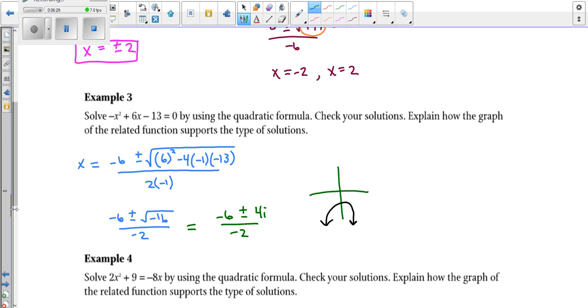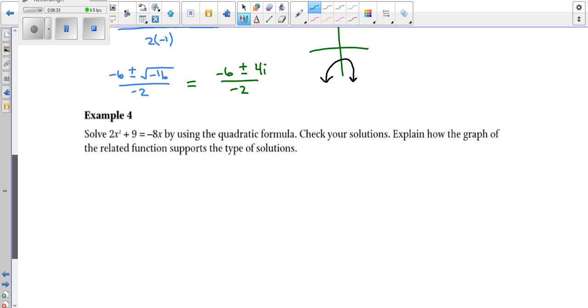Okay? So in example 4, again, why don't you guys pause it, do the same thing, solve, and check your answers.